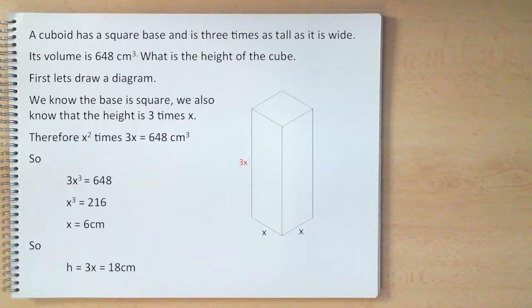So no startlingly difficult maths in there, just being able to take the very small amount of information that's in the question and turn it into a diagram. And the key here is having drawn the diagram. Once you've drawn that diagram, the question becomes very simple to answer.